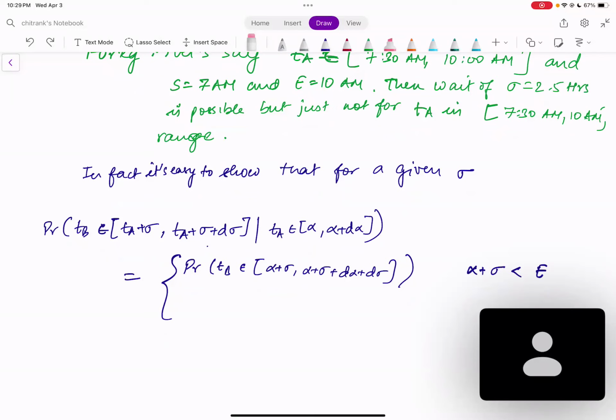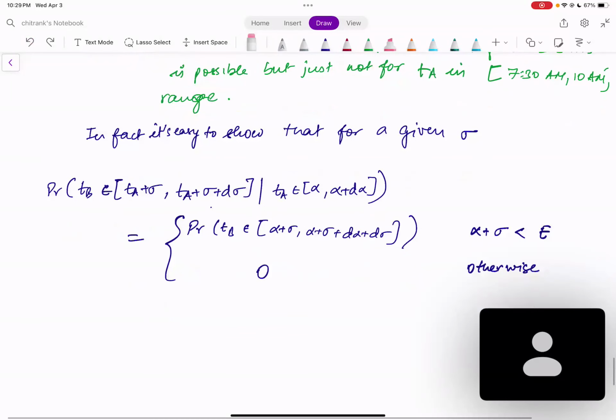Because in that situation, we can guarantee that the event we are talking about, which is to say that TB lies in the range TA plus sigma and TA plus sigma plus d sigma, will actually be less than E. All right. So because of that, this works. But on the other hand, if alpha plus sigma becomes larger than E, in that case this probability becomes 0, right? Because then there's no way that B can arrive, because B at max can arrive at E.